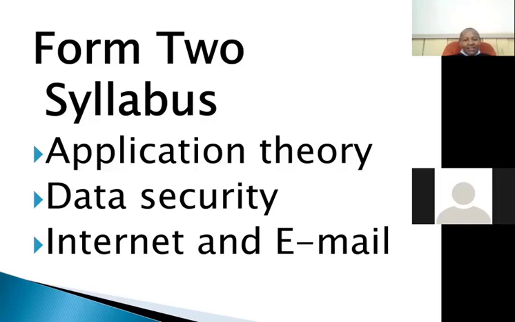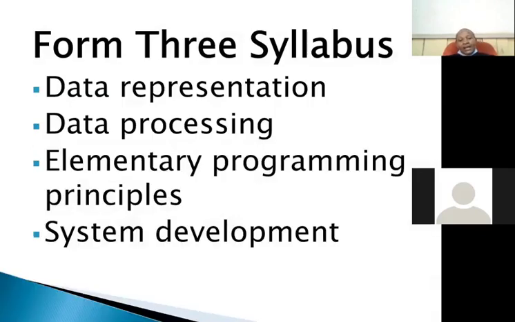Then again, we have a topic of data security, which is a common topic that you should also understand as a candidate. Issues to do with data security and how data can be protected against unauthorized access. Then next we have the internet and email. There's still a lot of theory in internet and email that a candidate should be able to understand. You can get a question from internet and email. Then that's all about Form 2 work.